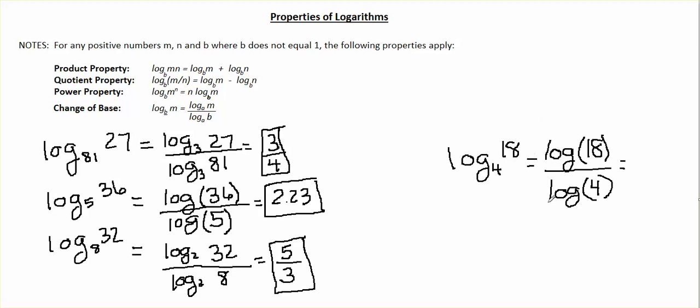So go ahead, take a second, plug this in your calculator, and then we're done with this video. And by the way, the only note that you need to take is this change of base. You should have these other three properties in your notes already.